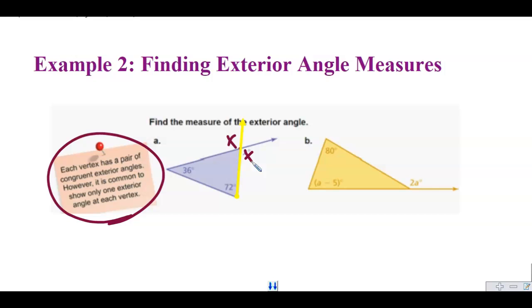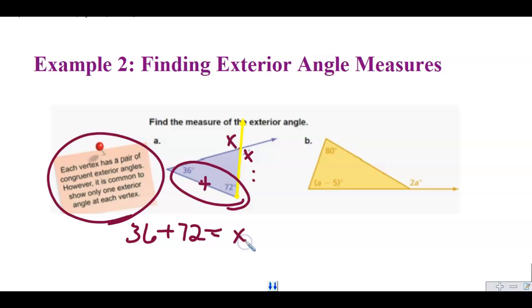Okay, let's go ahead and walk through this. We know that the value of the exterior angle is equal to the sum of the non-adjacent interior angles. In other words, for A, 36 plus 72 equals X. We have an equation that we can solve. Solving this, we have simply X is equal to 108. In this case, X is an angle measure, so it's 108 degrees.